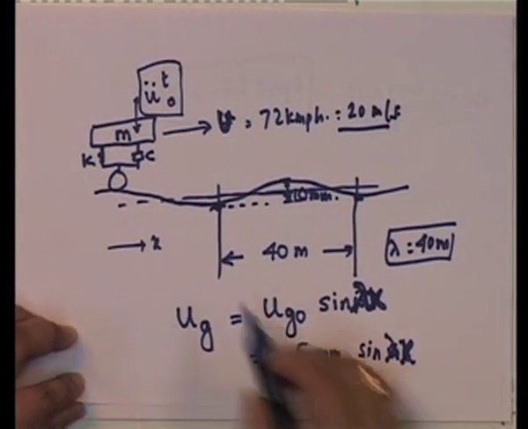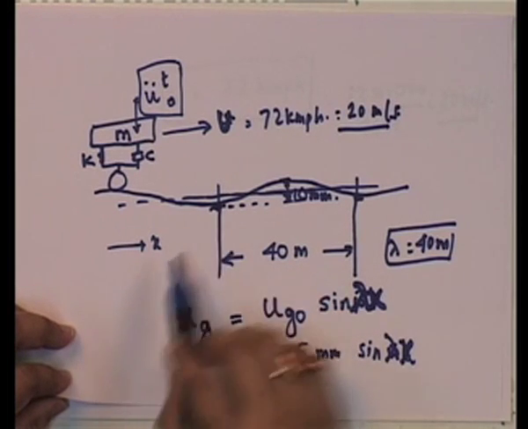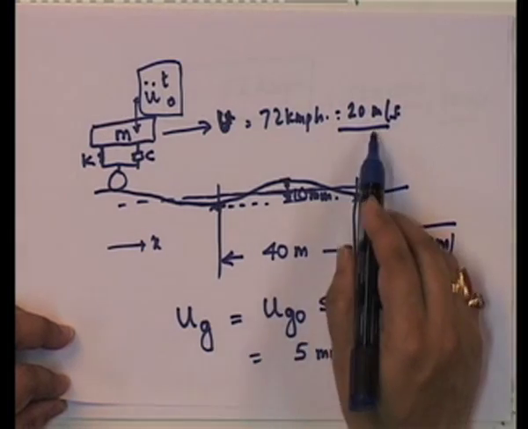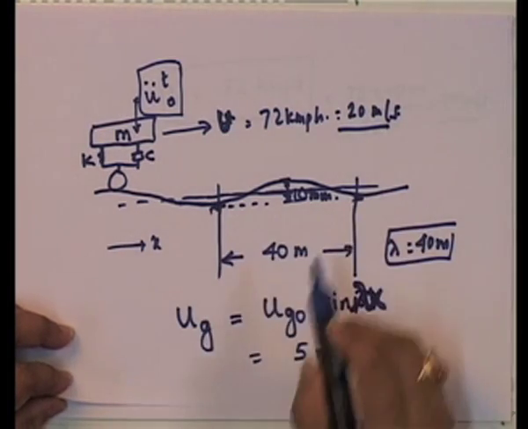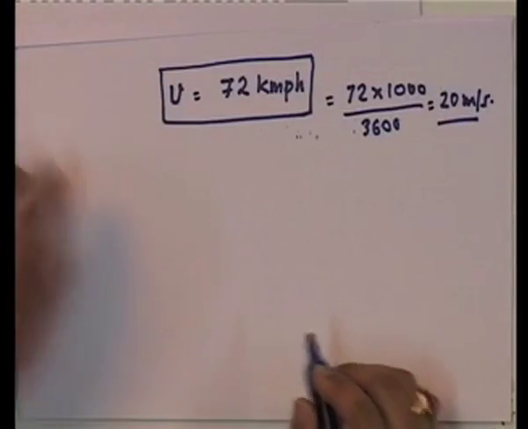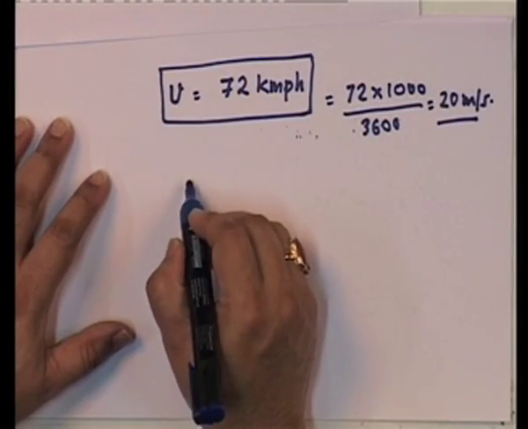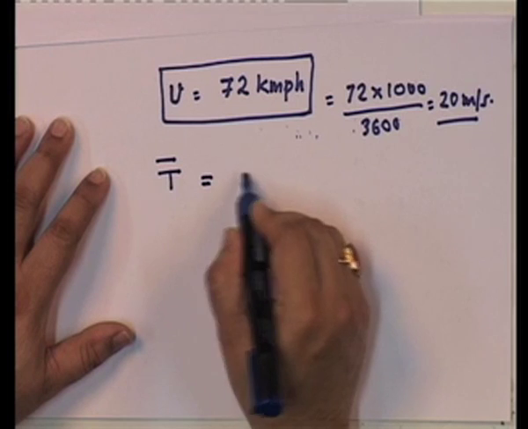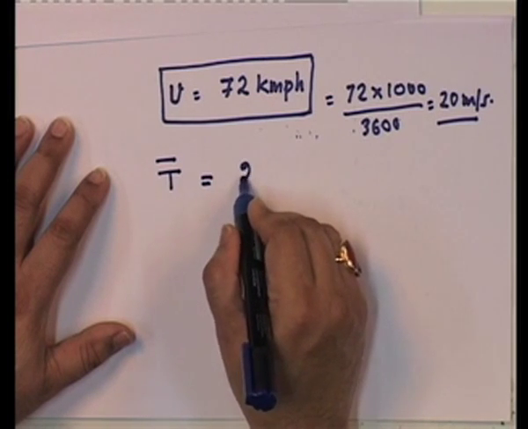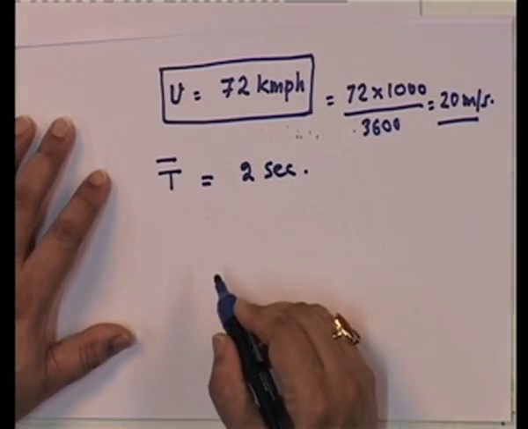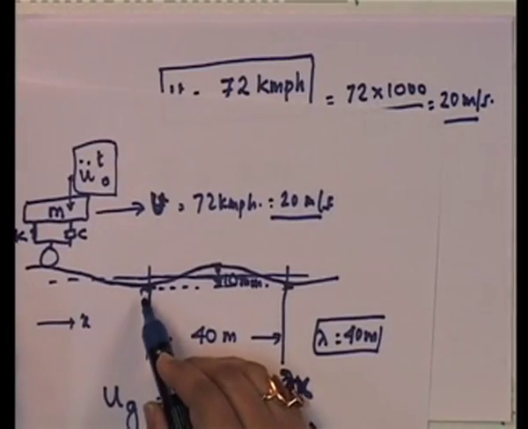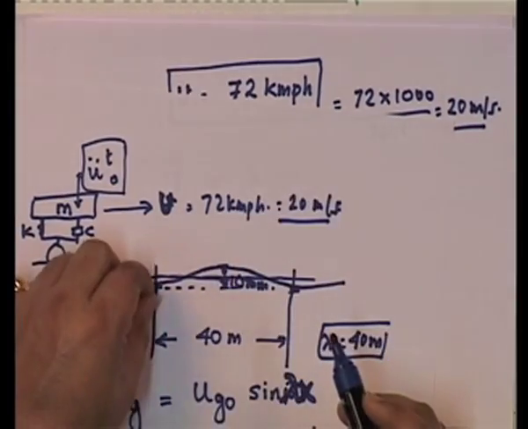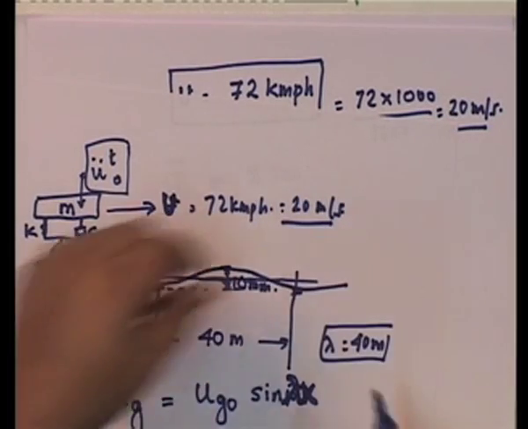So, now let us look at it. How long is this car going to take going from here to here? It is 40 meters, it is traveling at 20 meters per second, it is going to take 2 seconds. So, in other words, the time required to go through one cycle is how much? 2 seconds. And this becomes the excitation, because the wheel every 2 seconds is going to go from here to here to here, and that is a sine.